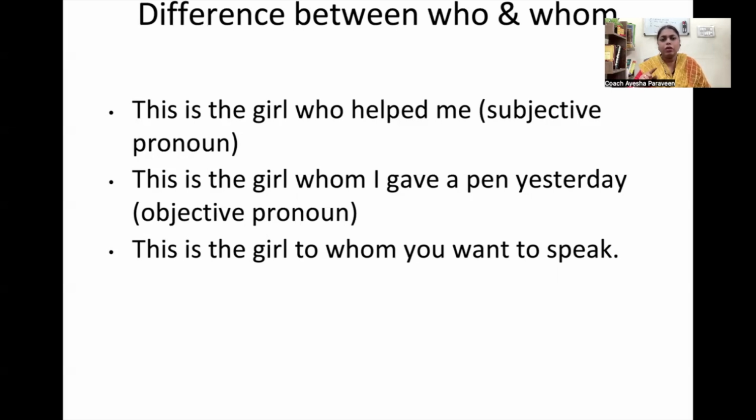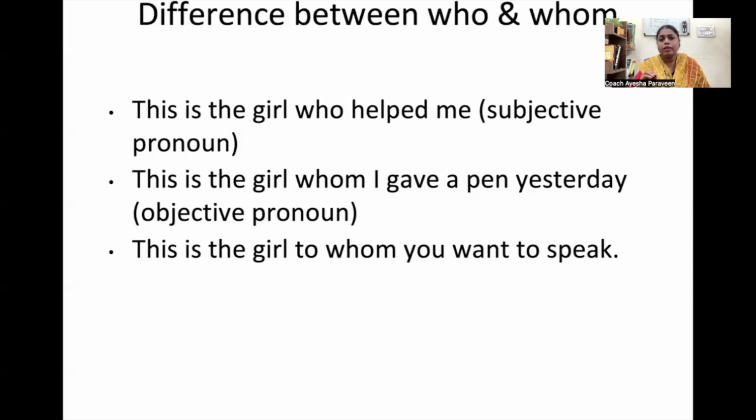This is the girl who helped me. So here the girl is in subject place, doing some action. The girl helped. So the girl is the doer of the action. So it is a subject clause, in subject place. So in subject place we use who. This is the girl whom I gave a pen. So the doer of the action is not the girl.